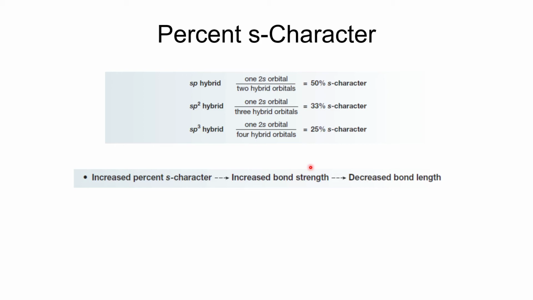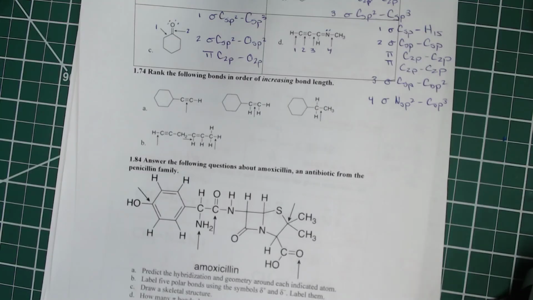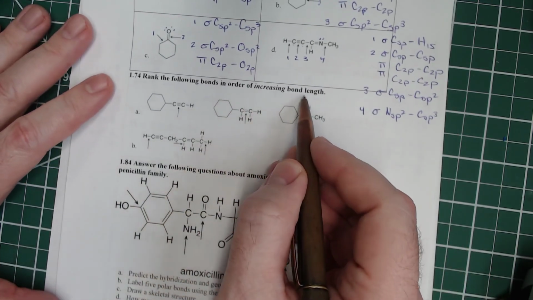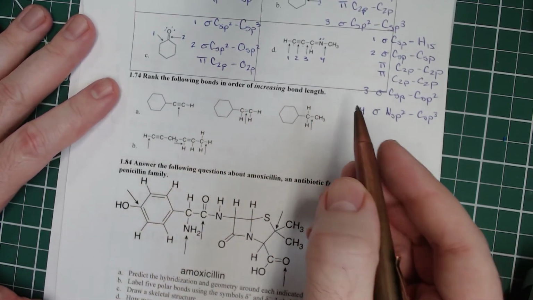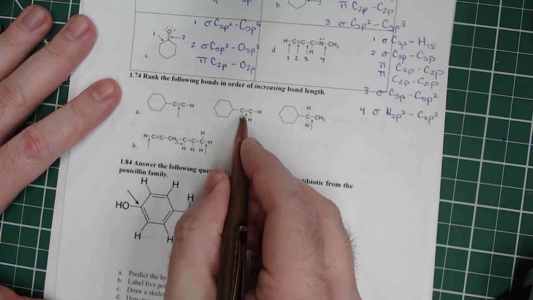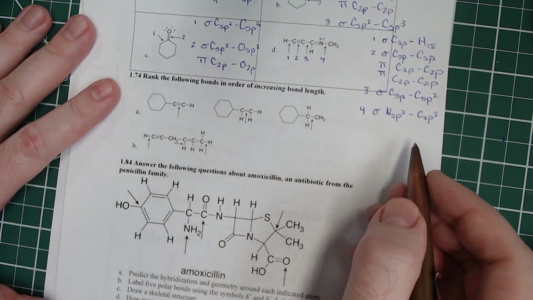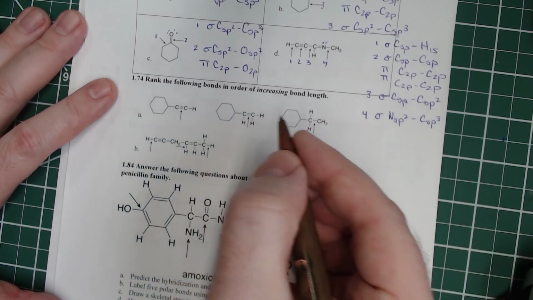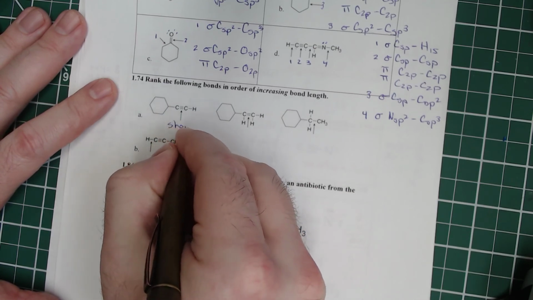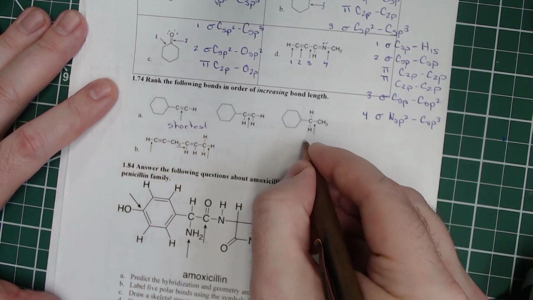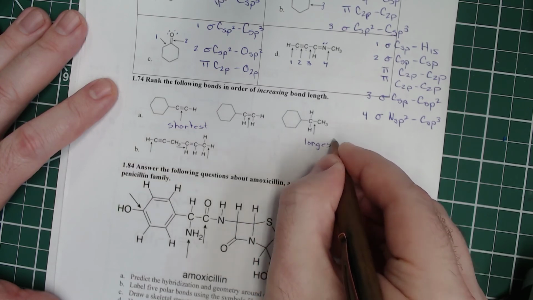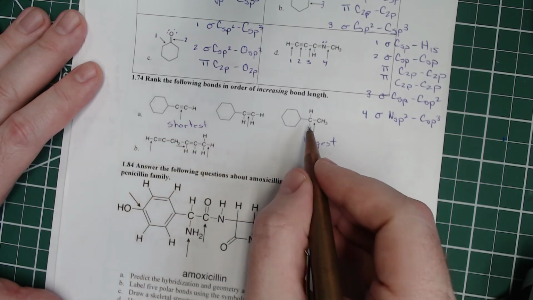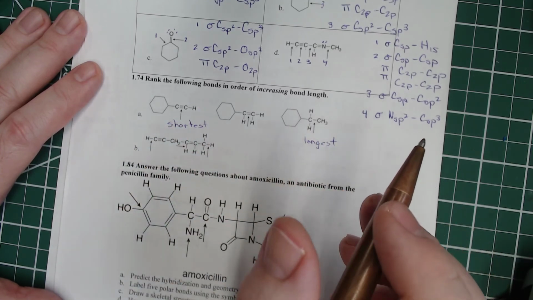So let's look at number 74 before we go to that next section. And it says rank the following in order of increasing bond length. All right, so here we've got a triple bond, there we've got a double bond, and there we've got a single bond. Okay, this is not a very hard problem because they are already in order of increasing bond length. This one is the shortest, and this one is the longest. And this one, of course, is in the middle. So the more bonds, the shorter it is. The fewer bonds, the longer it is.